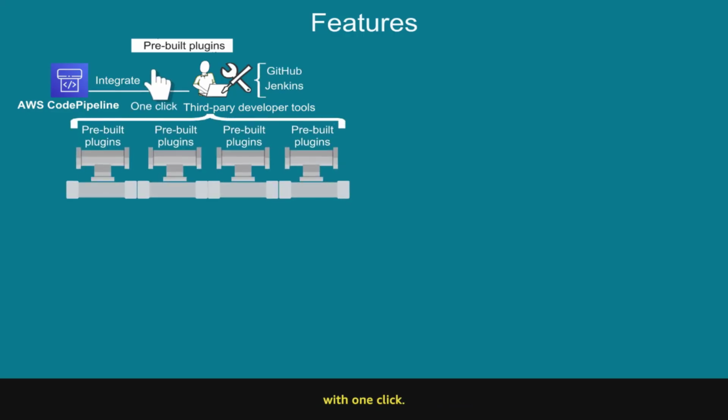Pre-built plugins. AWS CodePipeline allows you to integrate third-party developer tools like GitHub or Jenkins into any stage of your release process with one click. You can use third-party tools for source control, build, test, or deployment.